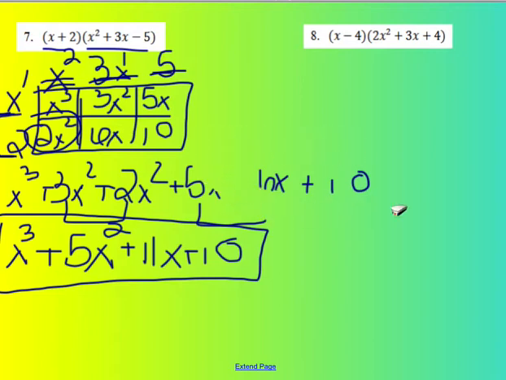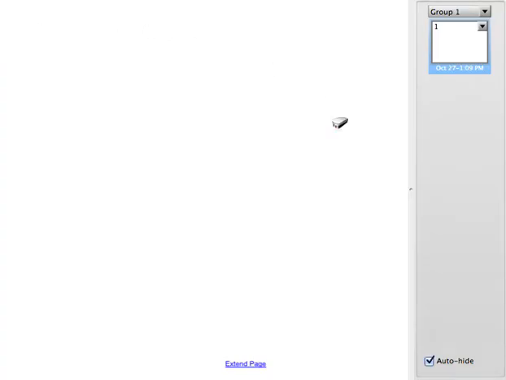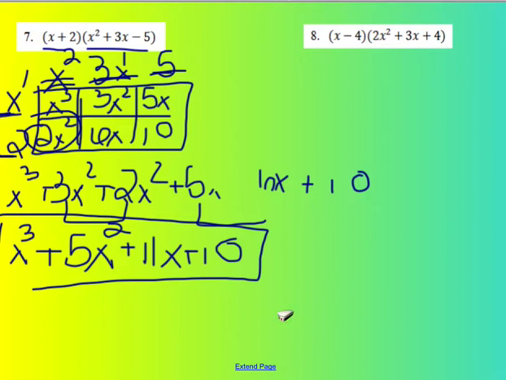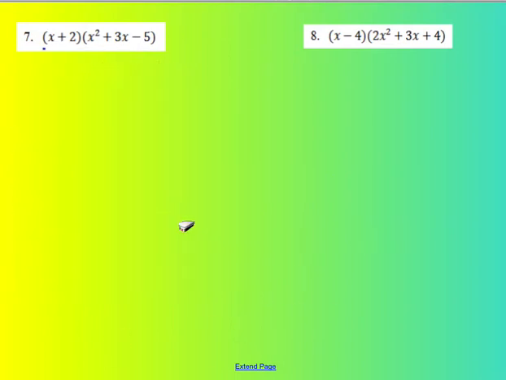All right. I'm going to erase this so we have a little bit of room. Okay, so let's go ahead and take a look at this next one.